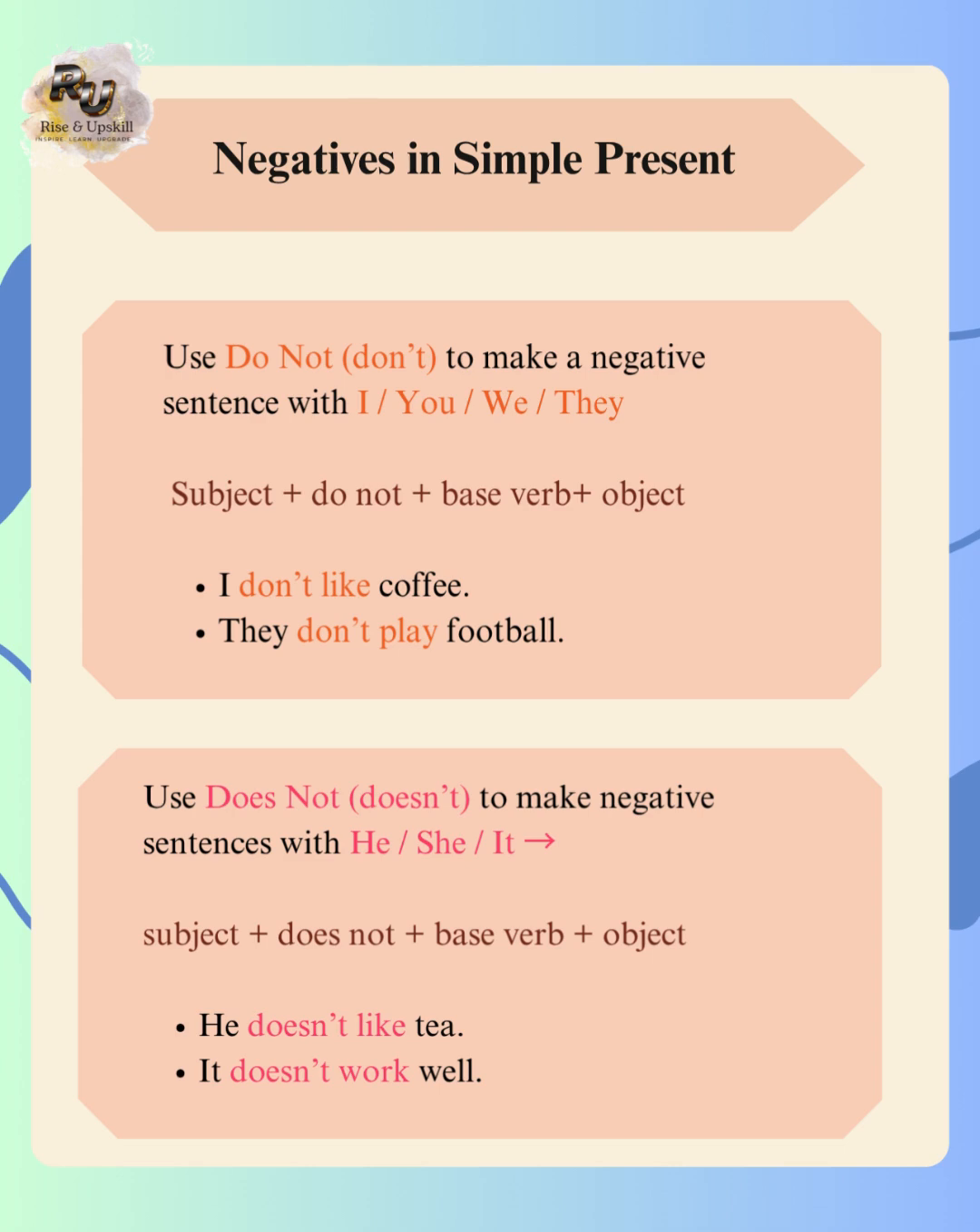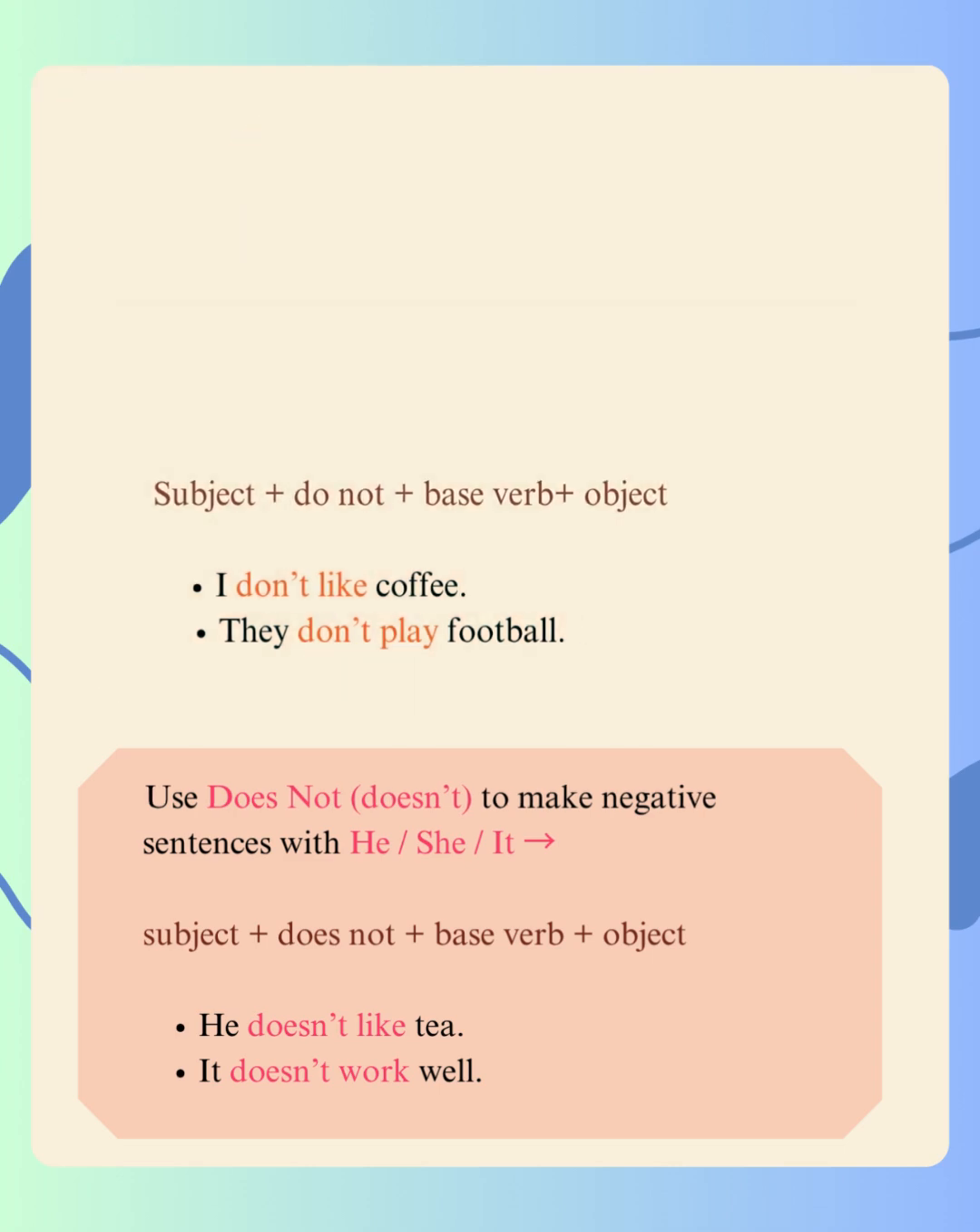Use does not or doesn't to make negative sentences with he, she, it. For example, he doesn't like tea. It doesn't work well. The sentence structure is subject plus does not plus base verb plus object. Always remember to use does or doesn't with he, she, and it, because these are third-person singular subjects.